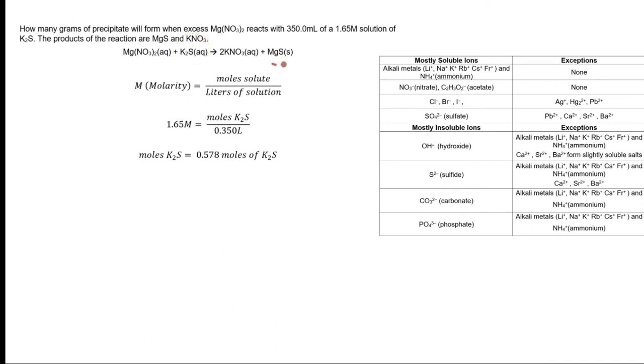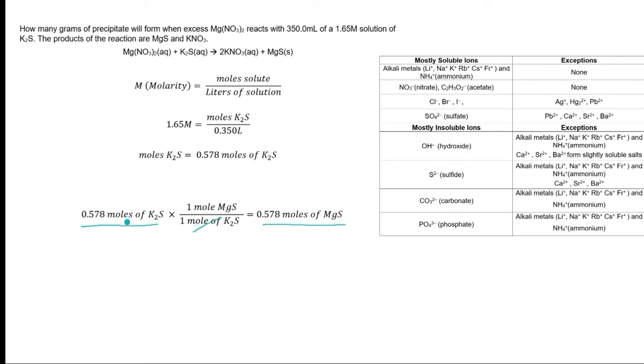Our problem asked us how much of our magnesium sulfide, our precipitate, is going to form. Now we need to use our mole ratio. Rewriting the 0.578 moles of potassium sulfide, using my mole ratio, which in this case is just 1:1, which is fabulous, we get 0.578 moles of magnesium sulfide.